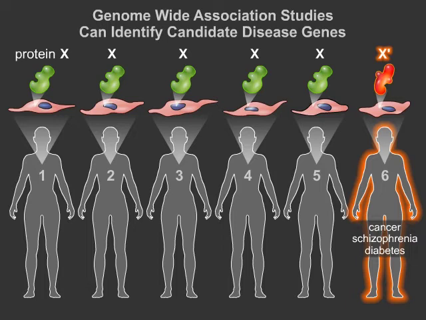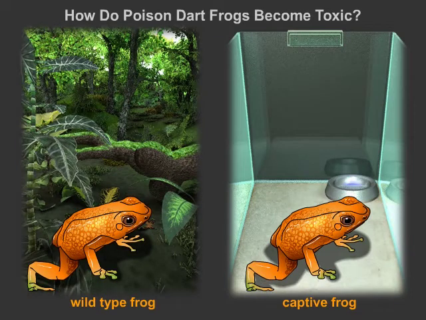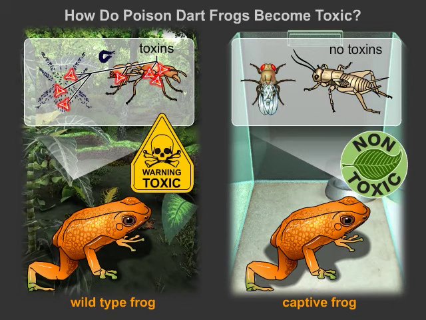Genome-wide association studies can be used in a variety of contexts. Poison dart frogs present an interesting example for researchers to use genome-wide association studies to look at genome variations that contribute to toxicity in the frogs. Poison frogs do not produce their own toxins, but sequester them from the prey that they eat. Because of this, frogs raised in captivity and fed non-toxic prey are themselves non-toxic.